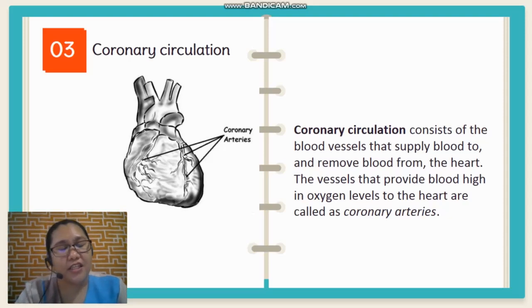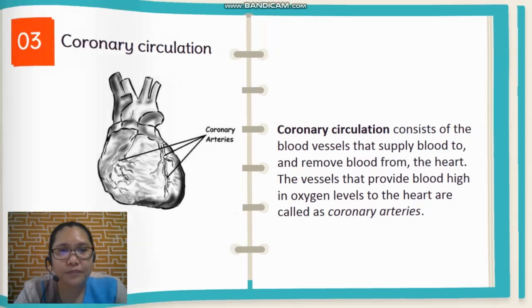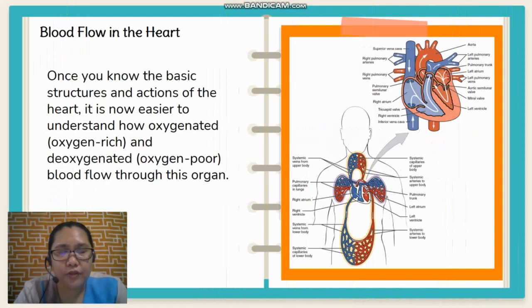Again, the heart itself needs oxygen in order to function. So, ang magdi-deliver ng oxygen papunta sa ating heart mismo are the coronary arteries, and they are also the ones that will deliver the carbon dioxide as a waste product to the different parts of the heart to be expelled through diffusion in our respiratory system. So those are your three types of circulation.